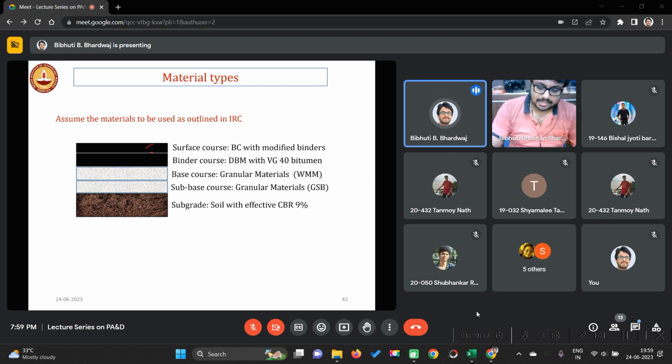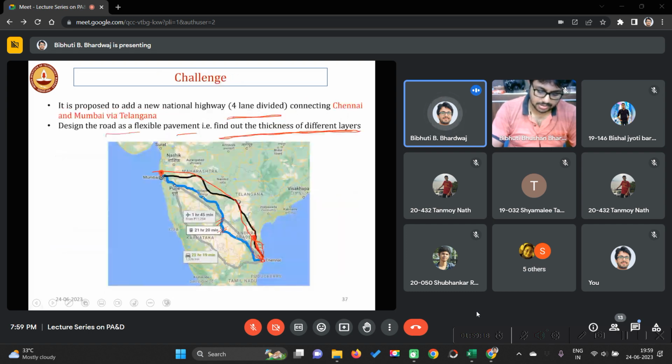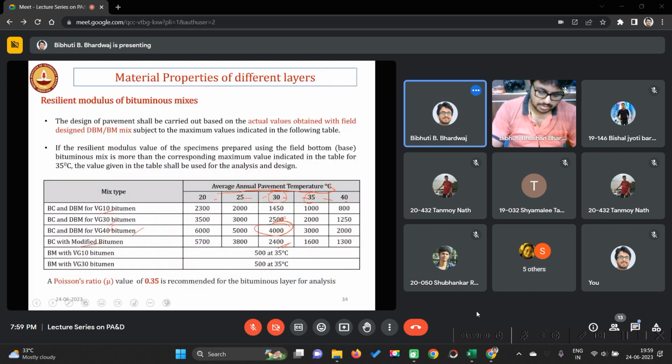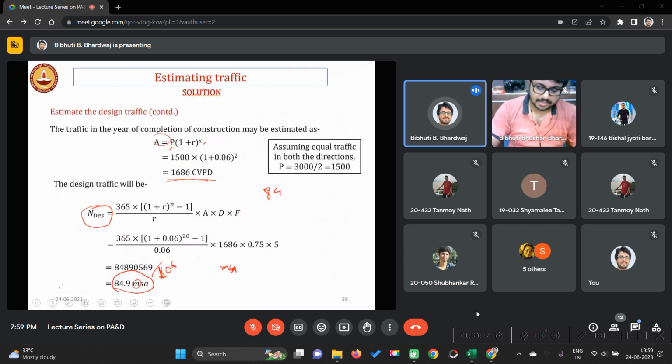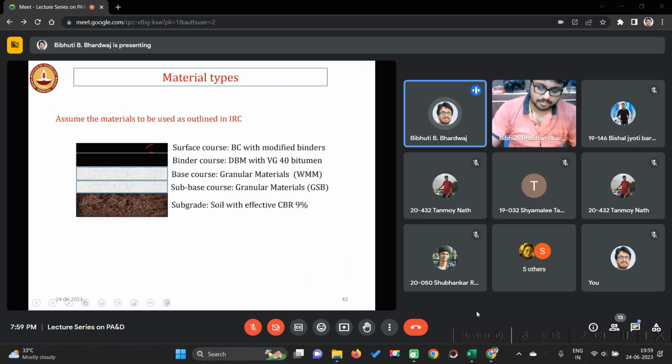So generally if you see the table, okay, if the traffic is more than 50, you can use bituminous concrete with modified binders for the surface course, and for the binder course, you can use dense bituminous macadam with VG40 bitumen. Alright, so you have assumed the materials, you know what kind of materials to be used as well.